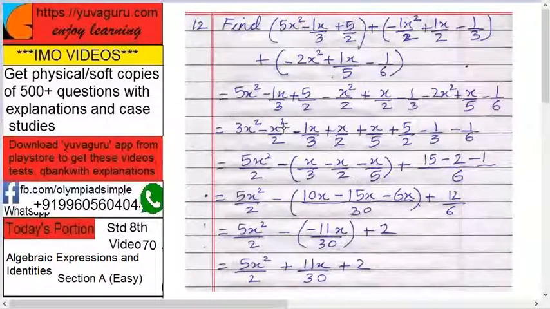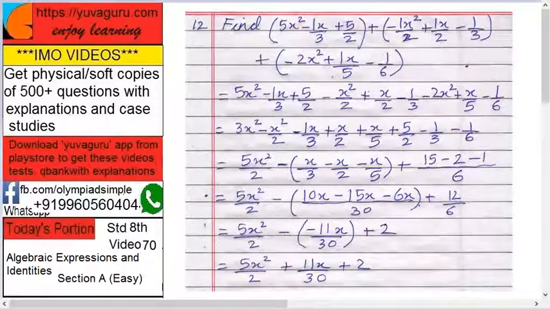Combine all x squares and x and without x in one side. So 3x square minus x square by 2 minus 1 upon x upon 3 plus x upon 2 plus x upon 5 plus 5 by 2 minus 1 by 3 minus 1 by 6. Okay, so solve this. 5x square upon 2 minus outside, so this becomes x upon 3 minus x upon 2 minus x upon 5. Common denominator over here is 6, so 15 minus 2 minus 1, the whole upon 6.